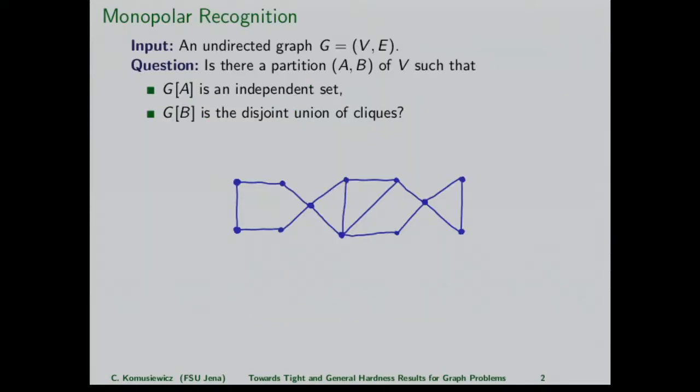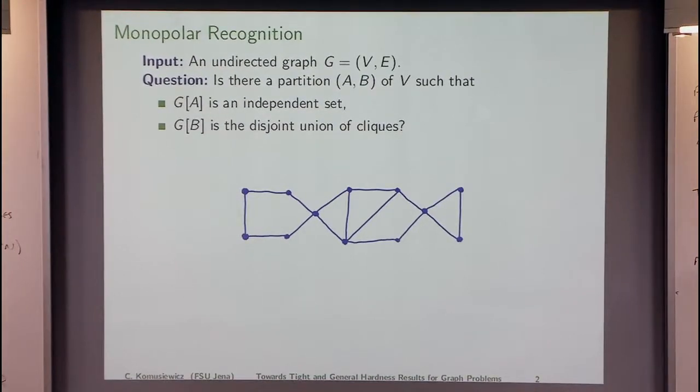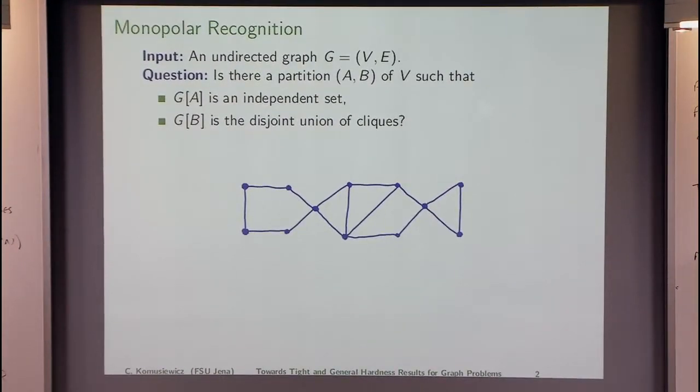Okay, so maybe let's start with a concrete problem. We were studying this monopolar recognition problem. It's a graph partition problem where you're given an undirected graph and you want to partition the vertex set in two parts, A and B, and one part should induce an independent set and the other part should induce a disjoint union of cliques, also called cluster graph.